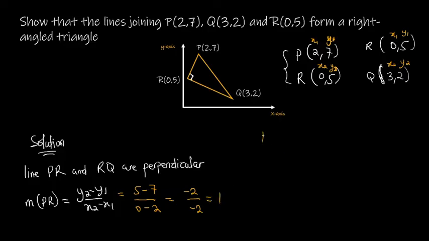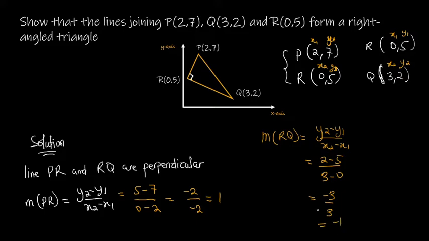Alright, so the gradient of the second line, which is R and Q, will also be equal to y2 minus y1 over x2 minus x1, and this is equal to my y2 here, which is 2, minus my y1 at the top, which is 5, over my x2, which is 3, minus my x1, which is 0. So over here, from the top I have 2 minus 5 will give me -3, the denominator will give me 3, and this is equal to -1.